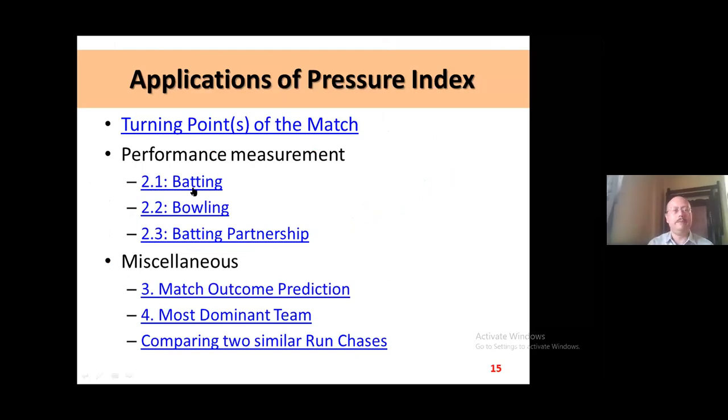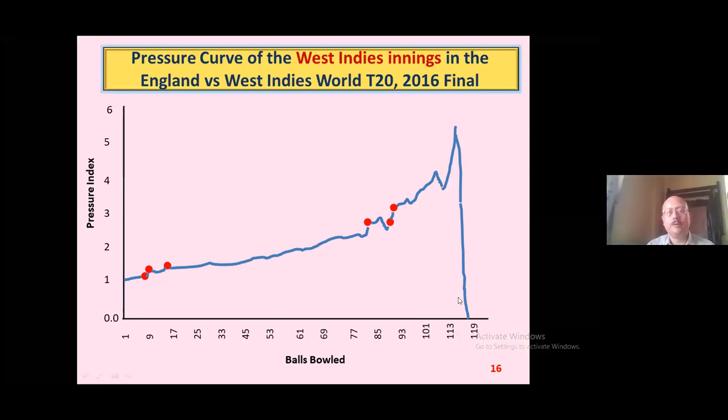So let me talk about these possible applications. And again, just stop me, ask me questions, because I want a discussion very much. So this is the final situation of that World T20 final match. The pressure index for West Indies went up to about 6, came down, and West Indies won the match with 2 balls to spare. This is the point where the pressure was highest, and then there was a sharp change.